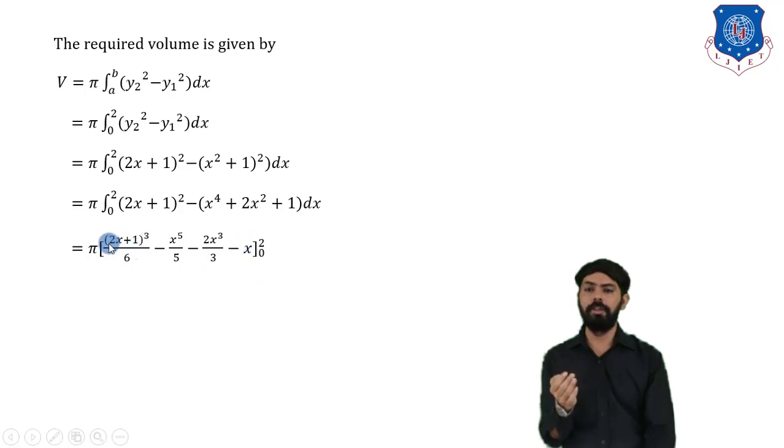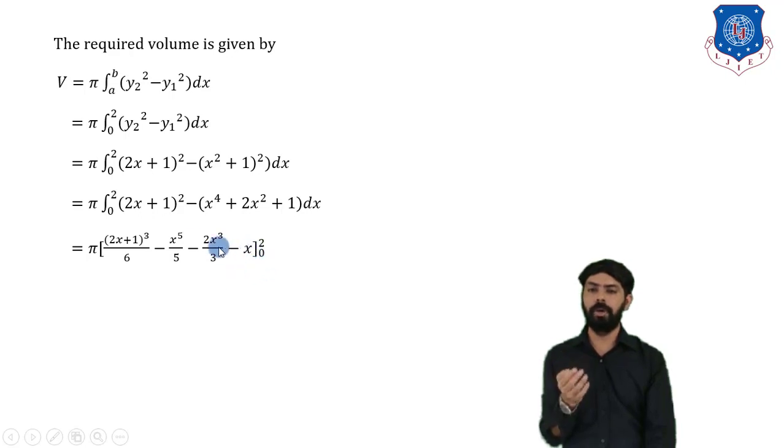So here if we replace x by 2, then here it will be 4 plus 1, so 5 cube divided by 6, so it will be 125 divided by 6. Then minus 2 raised to 5, and value of 2 raised to 5 is 32. So 32 divided by 5 minus 2 into 2 cube. So here 2 into 8, so 16 divided by 3 minus 2.